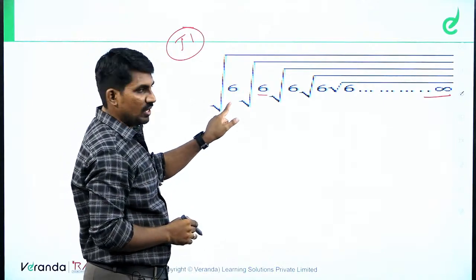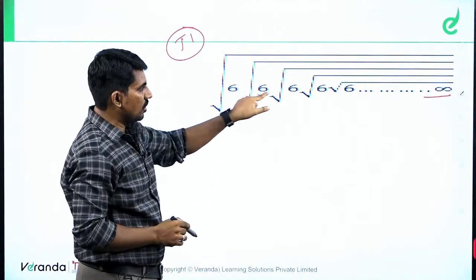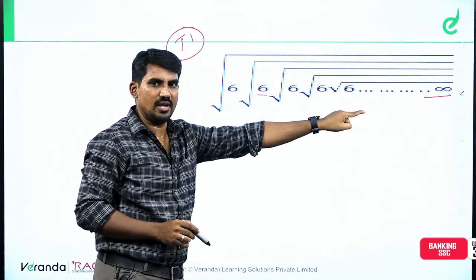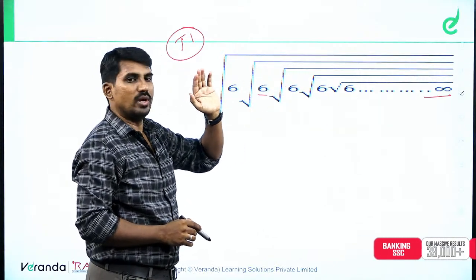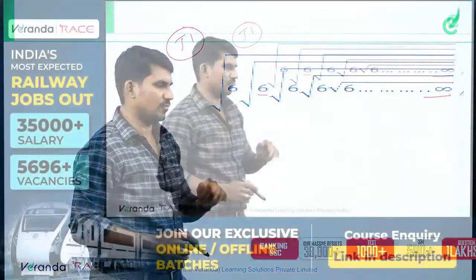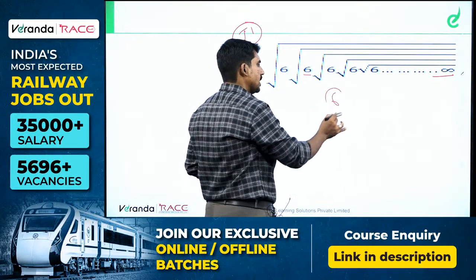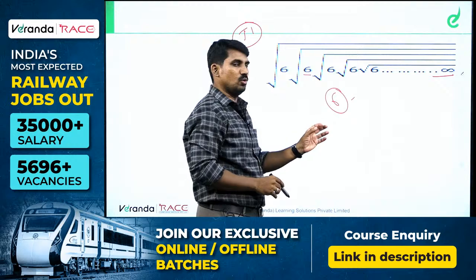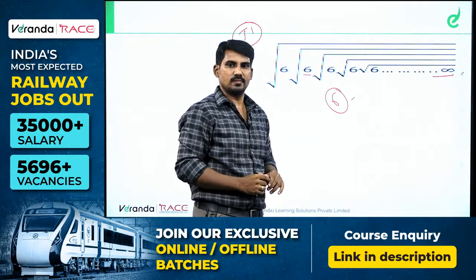See the question carefully. Root of 6, inside another root 6, inside another root 6, same number repeated, finally infinity given, right? What is the answer for this question? It is a 5-second question. 6 is the answer, that's all. No need to do anything. 6 is the answer. Clear?